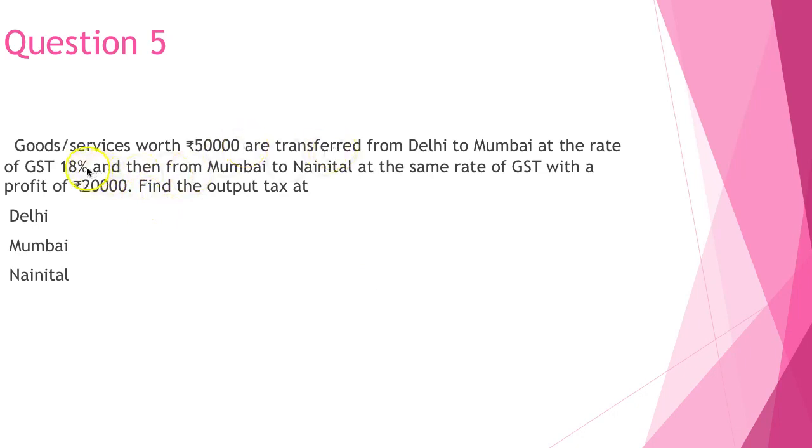Question 5. Goods services worth rupees 50,000 are transferred from Delhi to Mumbai at the rate of GST 18%, and then from Mumbai to Nainital at the same rate of GST with a profit of rupees 20,000. Find the output tax at Delhi, Mumbai and Nainital.